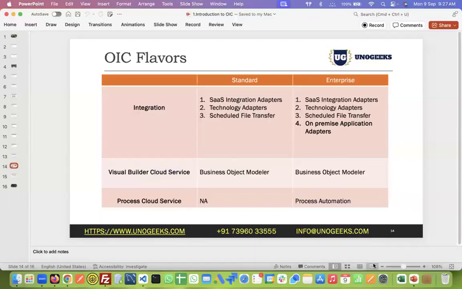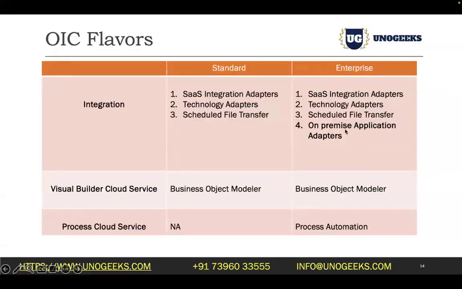And one important point, guys: if you do 10 OIC projects, you will see all 10 clients going in for Enterprise. Not because all of them need PCS, but because every client has a requirement to integrate with one on-prem application or the other. It could be a database server, an on-prem FTP server, or an E-Business Suite application. So not many clients use PCS, but every client has a requirement to use on-prem adapters.